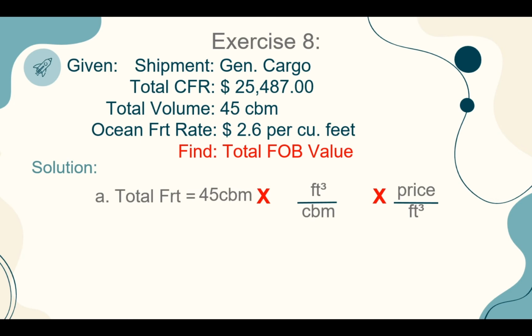So, our solution is, first muna, yung total freight. Kailangan natin ma-convert yung total freight. So, total freight is equal to 45 cubic meter or CBM multiplied by our conversion. Ano ba yung convert natin? Yung CBM, syempre, into feet para makuha natin yung price. Kasi ito yun, di ba? Per cubic feet siya. So, for every cubic feet, meron tayong CBM. So, meron tayong conversion sa CBM. And then, multiplied natin yun by price per cubic feet.